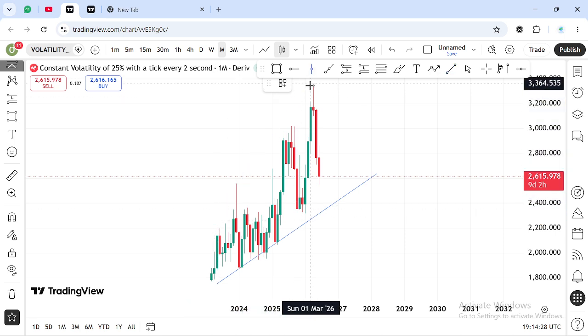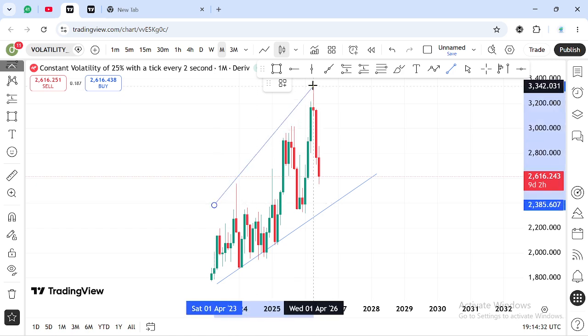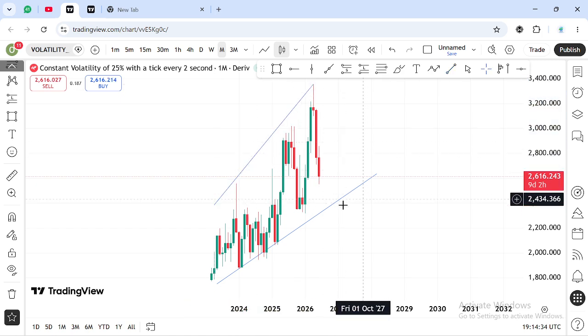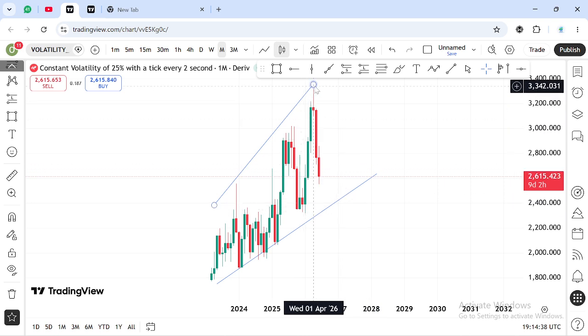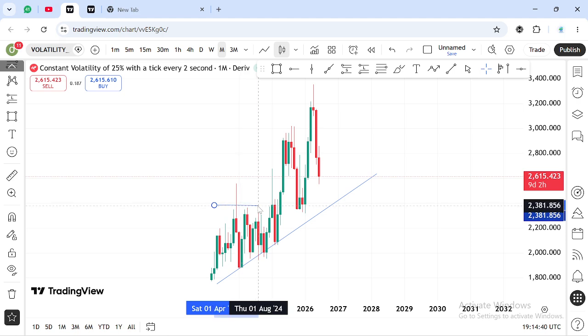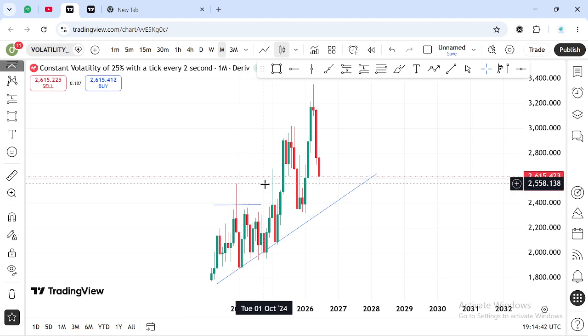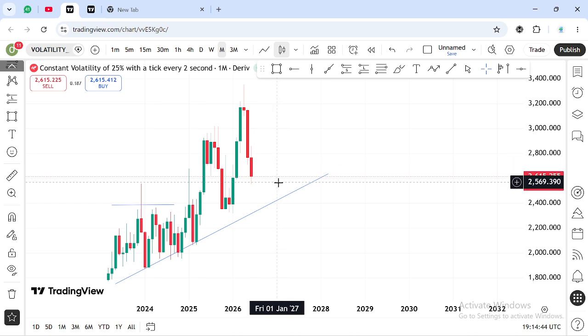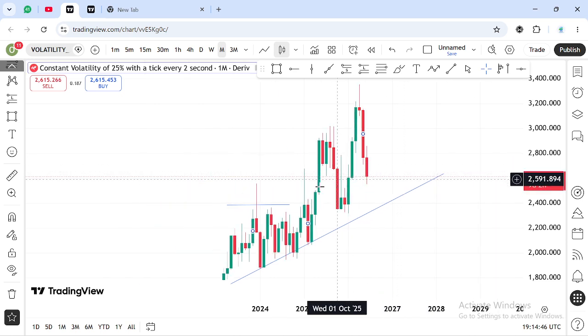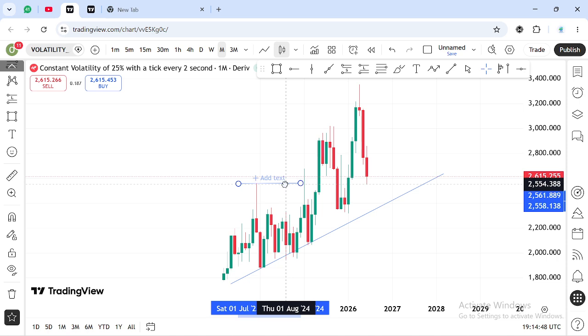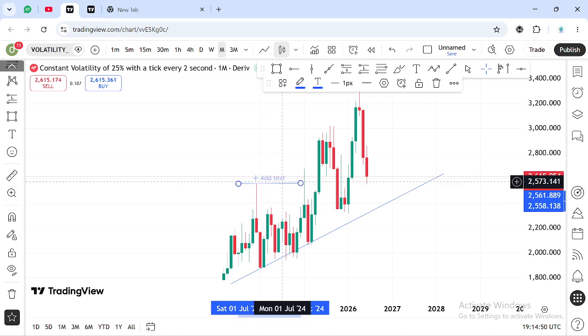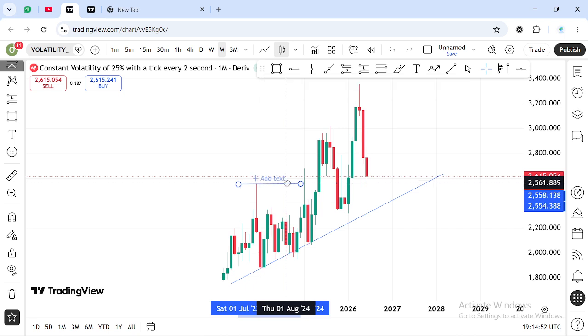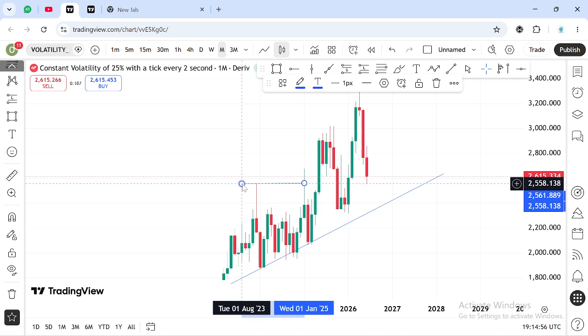If I do something like this just to give you guys the bias, you can see this is an uptrend. Now, what I'll basically do is first of all understand the basic character of this market. You understand? That will help us to know what to expect from this market.